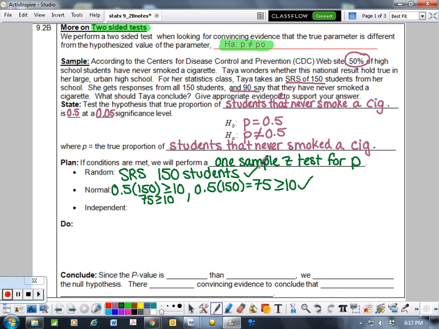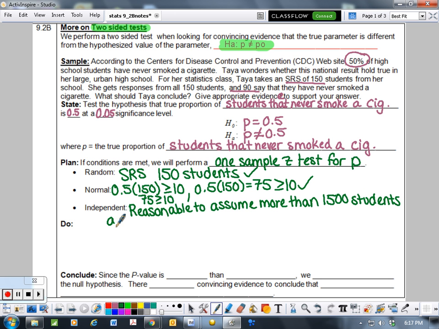Independent: it's a large urban high school, so it's reasonable to assume there are more than 1,500 students at a large urban high school. I spend half my time just writing the problem rather than saying it. Okay, so now we're going to move on.